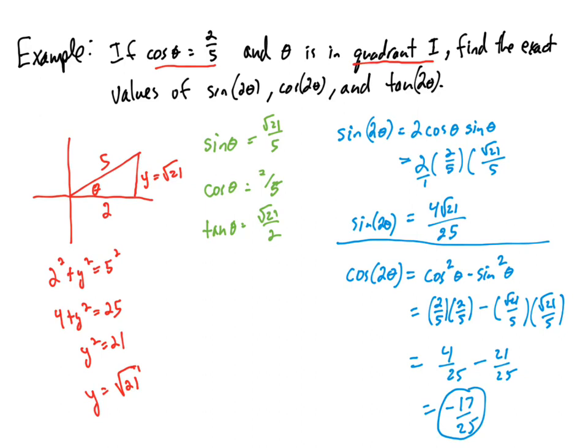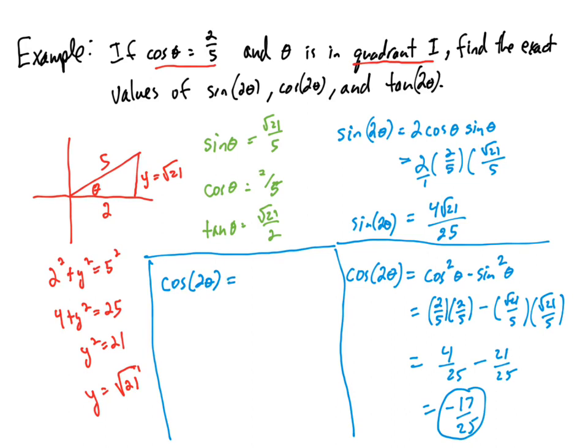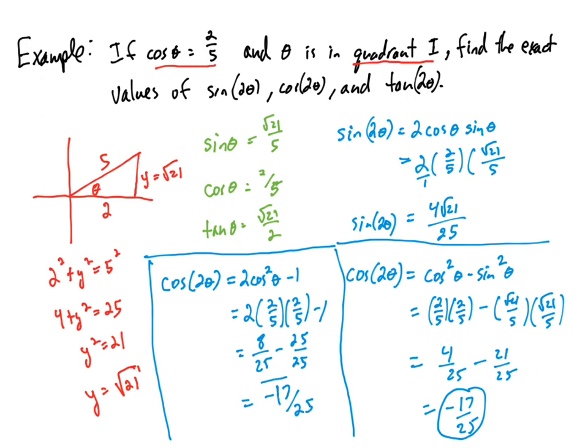Now let's go ahead and also, I kind of boxed things off here. Let's say I use a different version of the cosine double angle formula. Let's use 2 cosine squared theta minus 1. So we're going to have 2 times 2/5 times 2/5 minus 1. That gives us 8 over 25 minus, well, 1, if I get a common denominator, that's 25 over 25. So that's also negative 17 over 25. So whichever version of the cosine double angle formula we use, we end up with the exact same value.